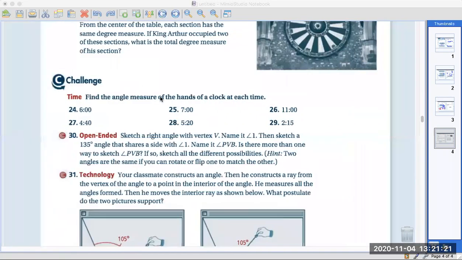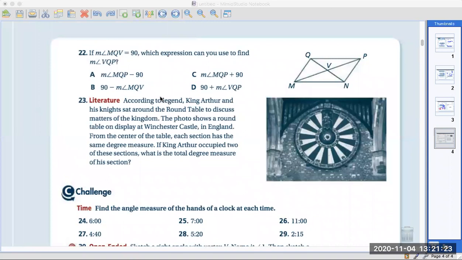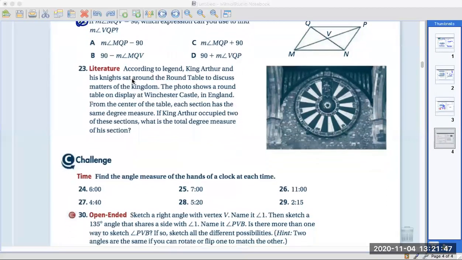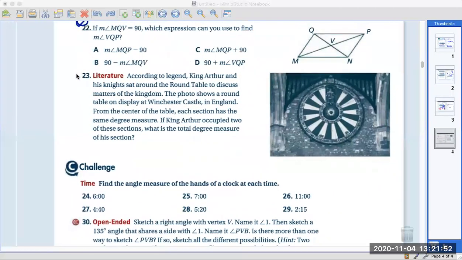And then I have on the next page, this one is interesting, number 22. This is the same as the one where you have the whole minus a part is equal to the other part. So you have to pick which one it is. First, you have to understand the question, match it up with a diagram, and then see which of these expressions you would use to find the missing angle. This one is really interesting. Number 23.